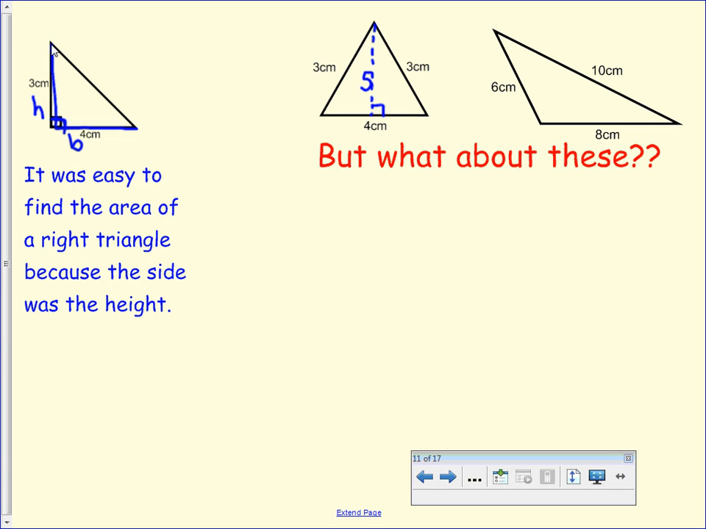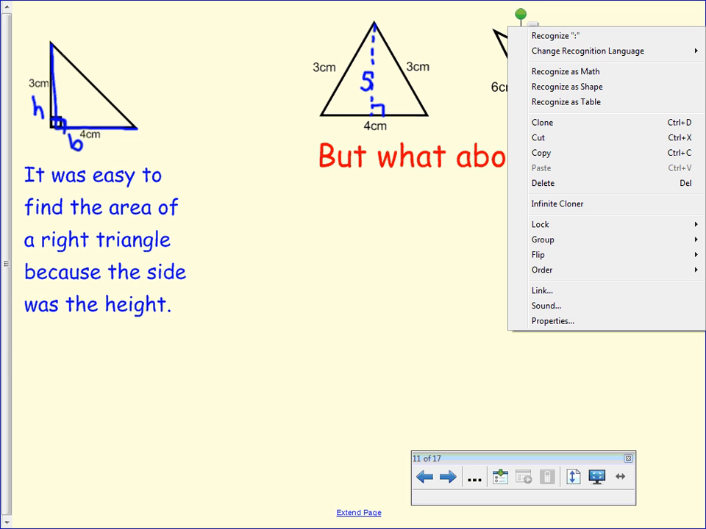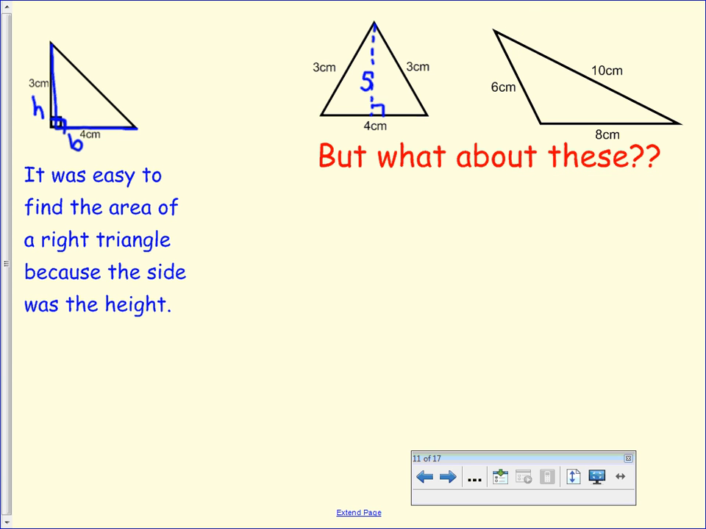Could I do my height here? No, because is that my height here? No, I would have to make it bigger. Is that my height here? No, that's smaller. So that can't be my height. Where am I going to find my height?